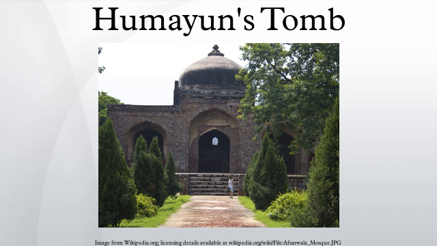Another period structure is Barapula, a bridge with 12 piers and 11 arched openings, built in 1621 by Mihr Banu Agha, the chief eunuch of Jahangir's court.